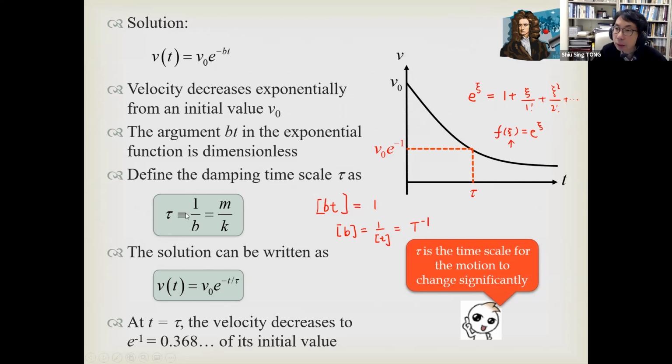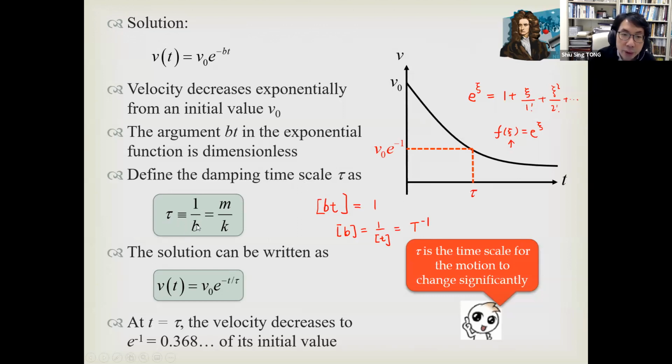So that means if we take the reciprocal of B, we call this 1 over B, tau. We define a constant tau such that, by definition, 1 over B carries a dimension of time. We call this tau the time constant, the damping time scale.